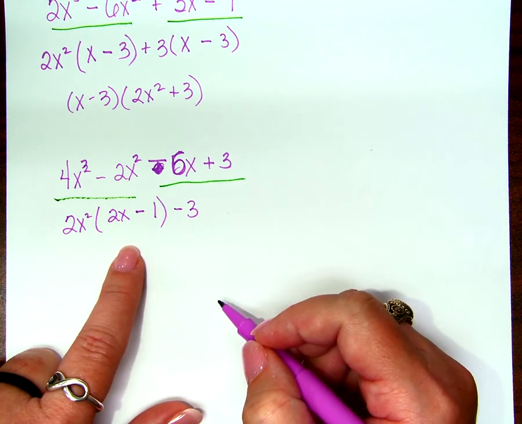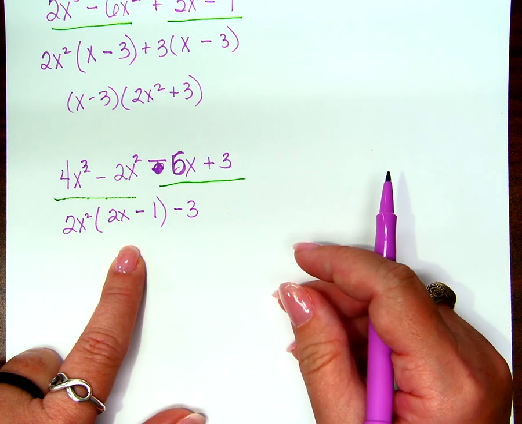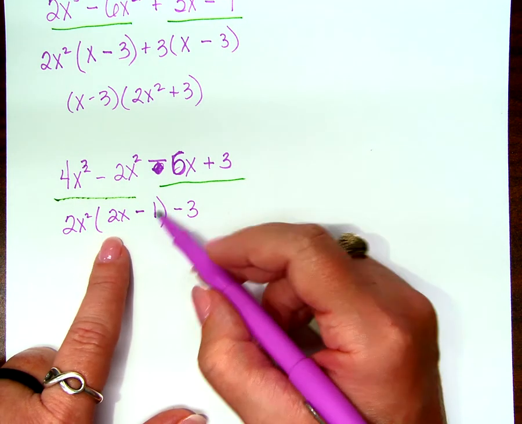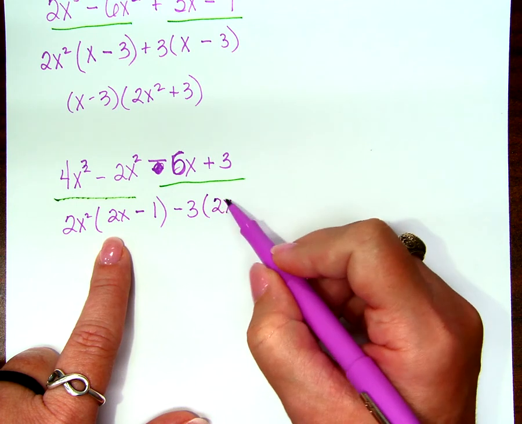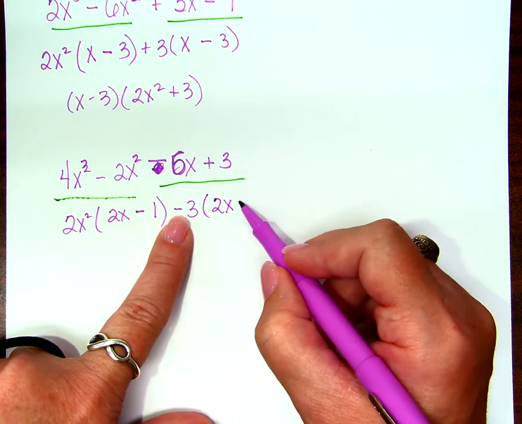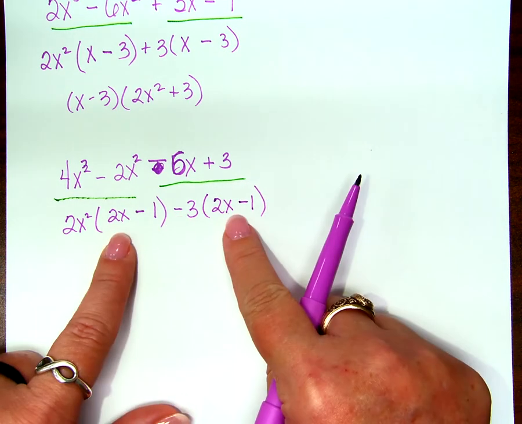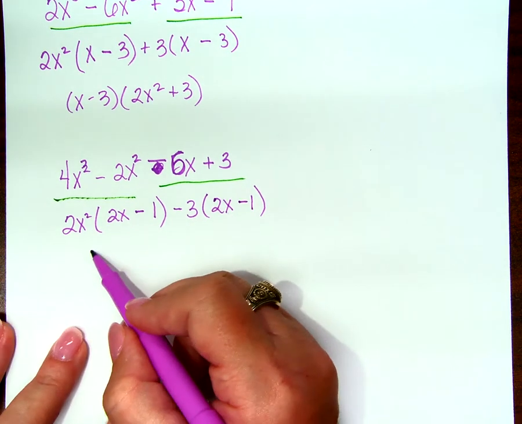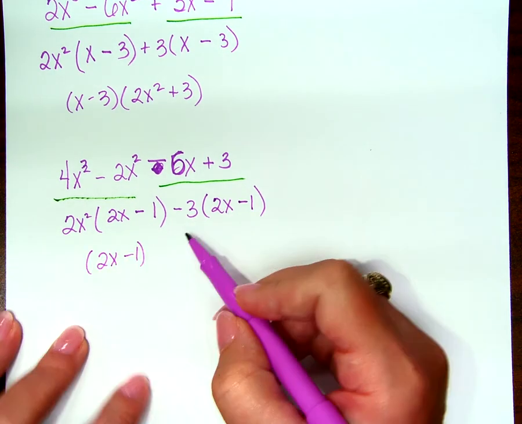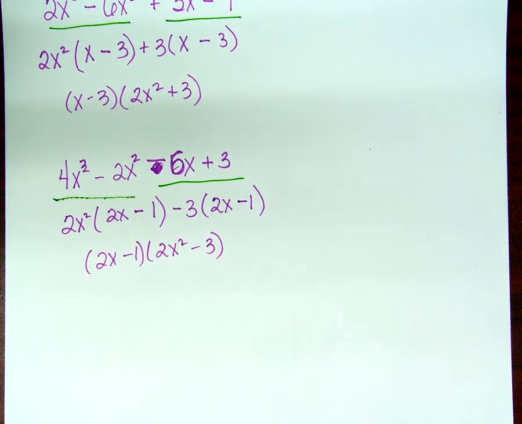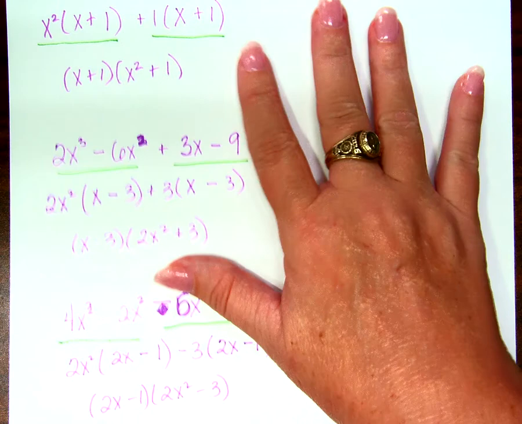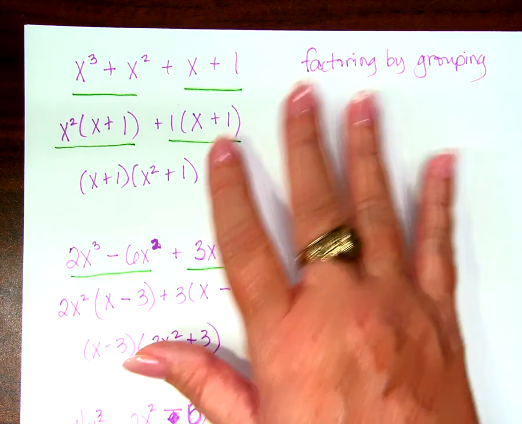Do you see? Kind of takes some thought ahead of time, right? Some forethought. So if I factor out a negative 3, what do I have left? A positive 2x. And if I factor out a negative 3 from here, I'm left with a negative 1. Now are they the same like they need to be? So if I factor out a 2x minus 1 from each, what I have left is a 2x squared minus 3. You okay with that? Any questions about factoring by grouping? That's what this is called. When there's 4 terms, we factor by grouping.